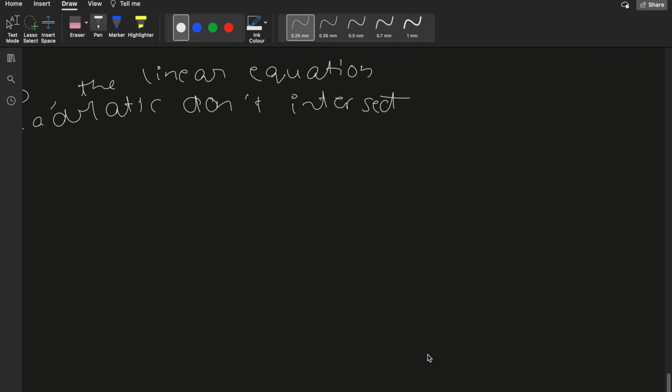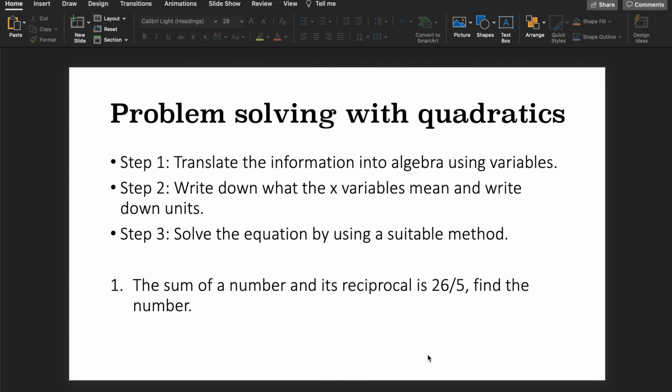Okay, so now let's move on to the next topic. It's problem solving with quadratics. It's a pretty simple topic. So what we'll need to do is translate the information into algebra using variables. Step 2, write down what the variables mean, like x and y, and write down the units if there are any. Step 3, solve the equation by using a suitable method, any of the 3 outlined in the video.